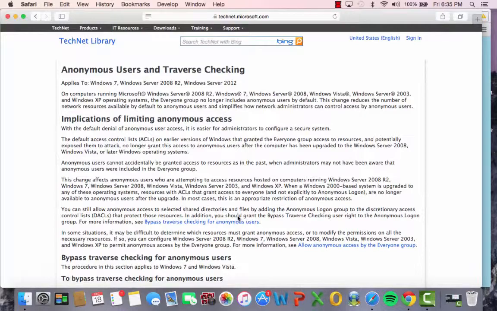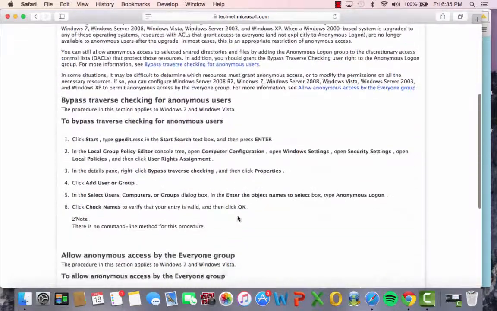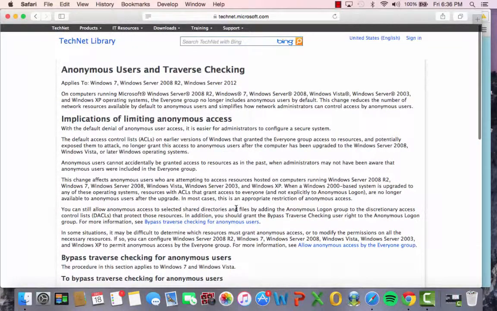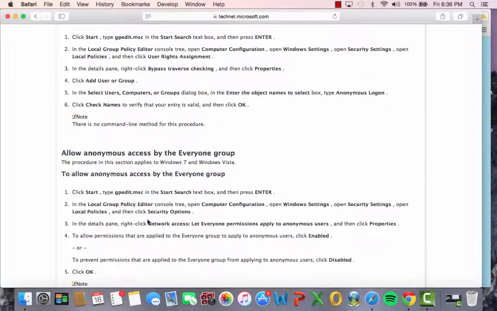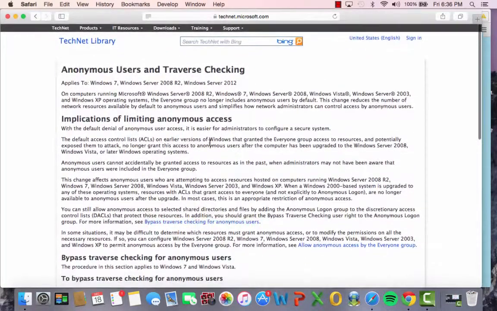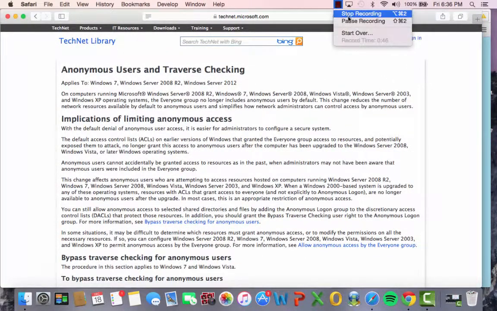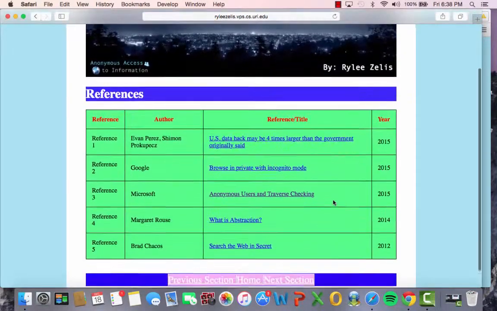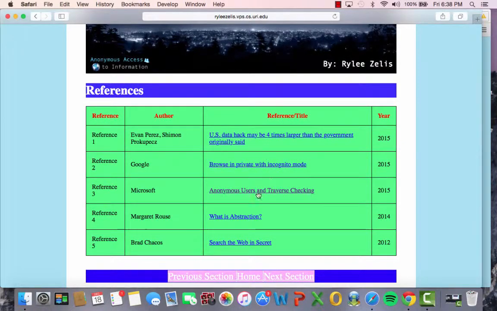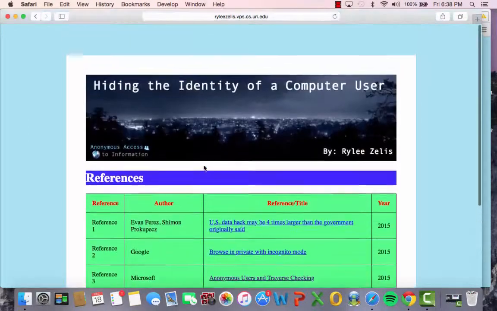I got this information from Microsoft. This specific website gave me information about anonymous users and transverse checking. It talks about the implications of limiting anonymous access, bypass transverse checking for anonymous users, and allows anonymous access by the everyone group. So this is one of the many examples. So back to my reference page. Each one of these names is connected to a link where I gain access to information. So that completes my website.